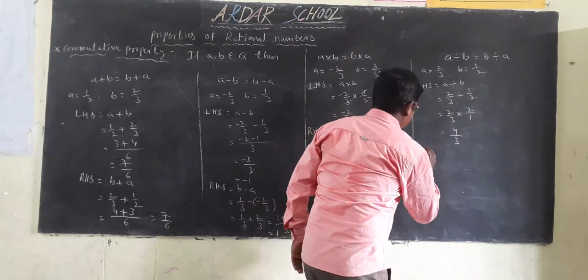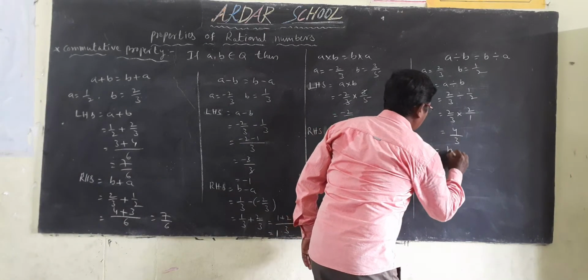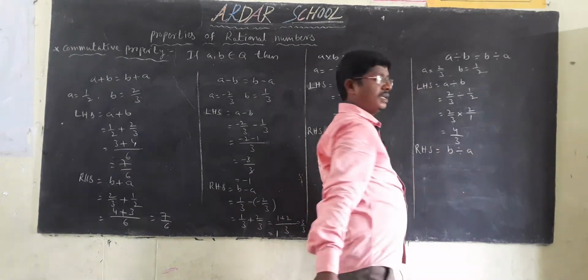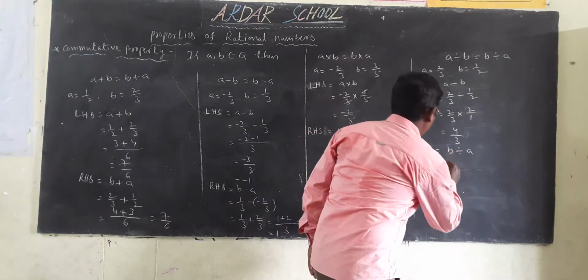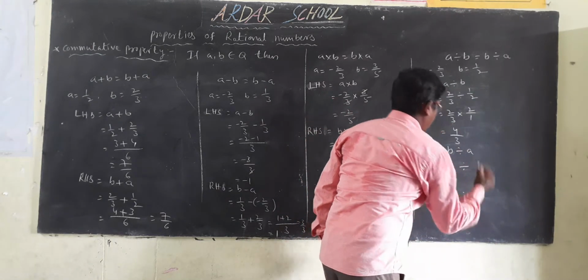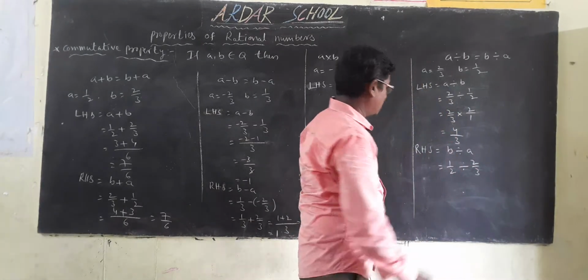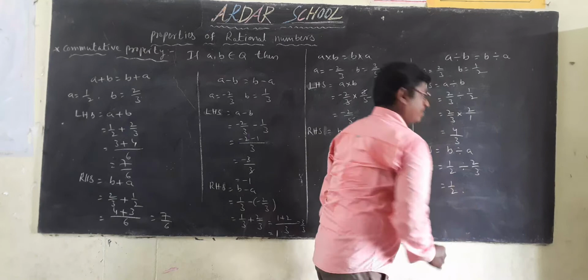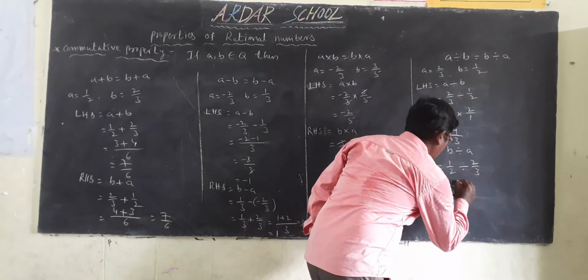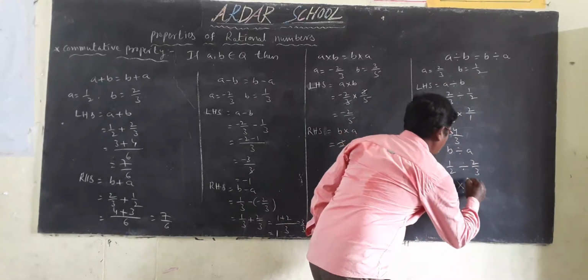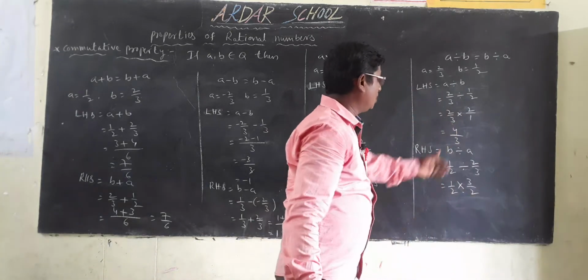Next RHS, B divided by A. Here B is 1 by 2 divided by A is 2 by 3. So 1 by 2, division is converted into multiplication, write the reciprocal of 2 by 3.